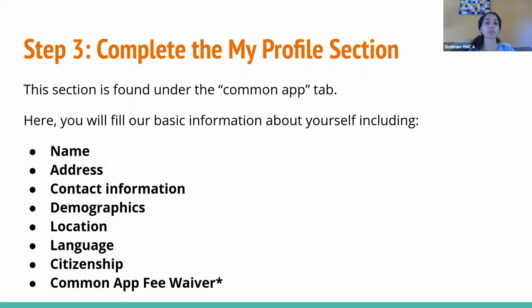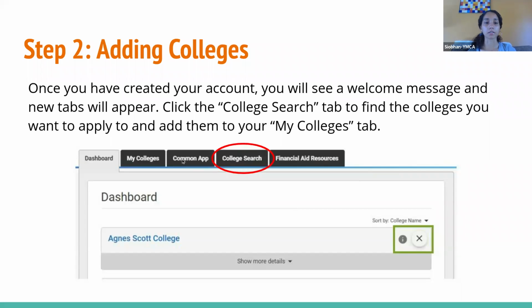So the first section of the Common App when you get started is the My Profile section. And that, let me just back up really quick. Yeah, actually I don't have to, because I say it right here. This section, the My Profile section, is found under the Common App tab. And that you'll see is right here to the left of College Search. It's the actual Common App itself. So that's all the information that you're going to be filling out, and it's going to be sent to colleges.